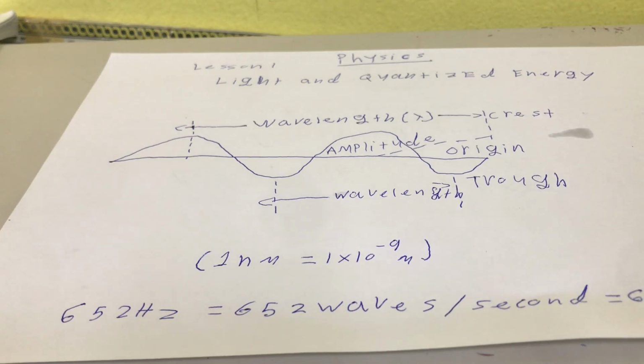Here, a particular frequency can be expressed in the following ways. 652 hertz equals 652 waves per second. Hertz, which we use when we calculate the frequency, is the same as waves per second, which equals 652 per second, which equals 652 s negative 1.